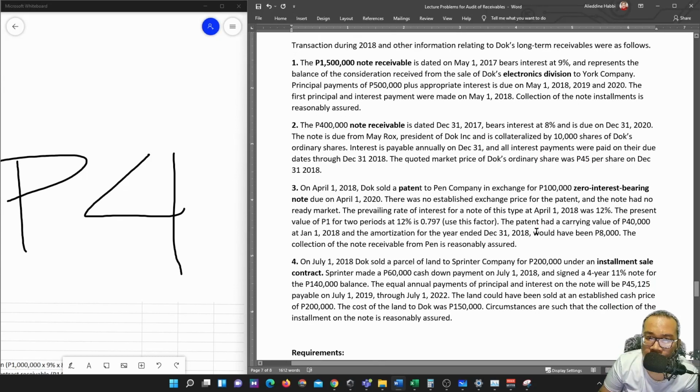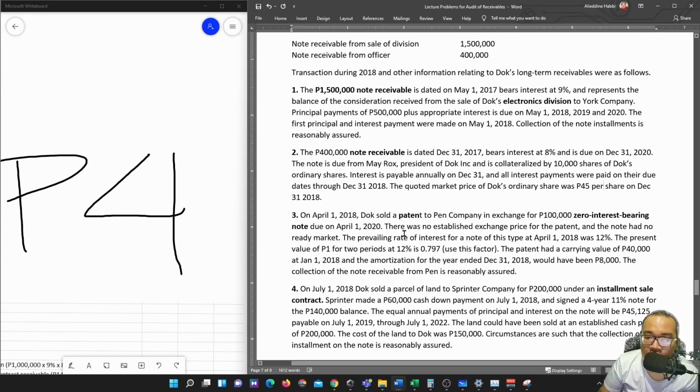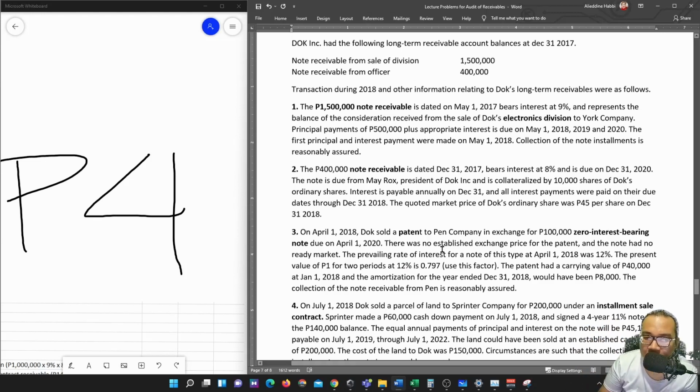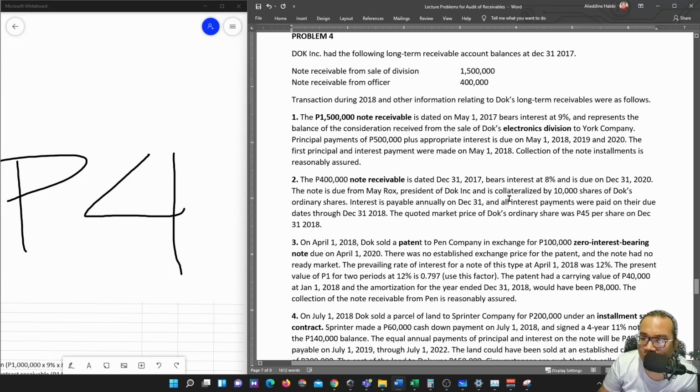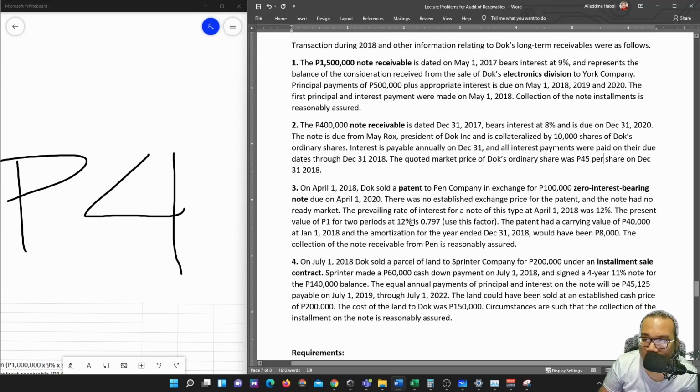So next one is April 1, 2018, Doc sold a patent to Pen Company in exchange for 100,000 zero interest or non-interest bearing note due on April 1, 2020. So 2019, 2020. Hindi pala siya installment annually. One time payment. Lump sum pala to siya. Ito lump sum rin, ito installment, ito due on lump sum rin to siya after 2 years.